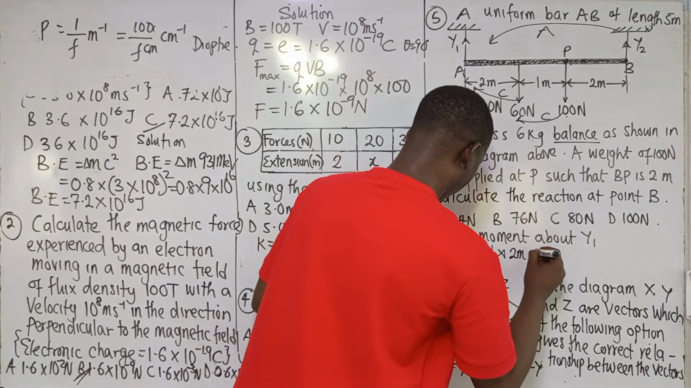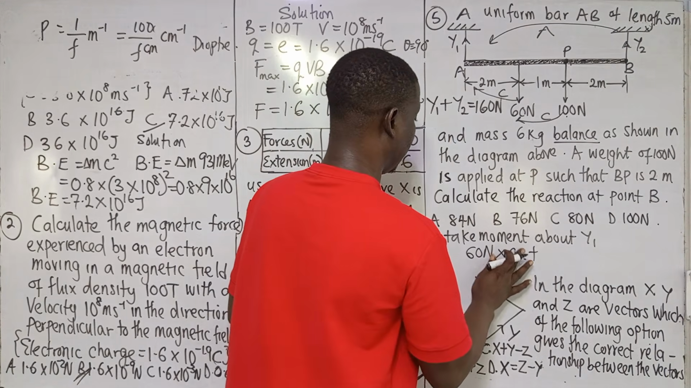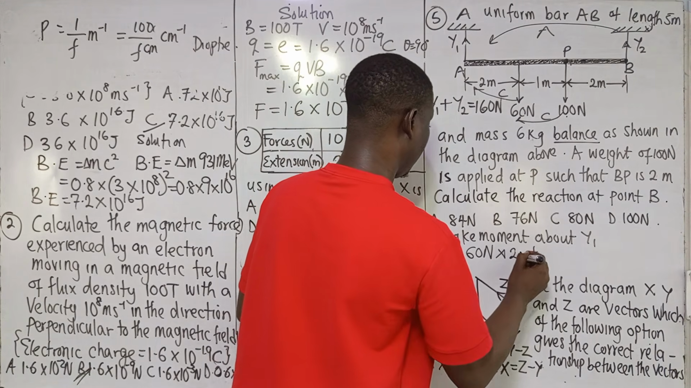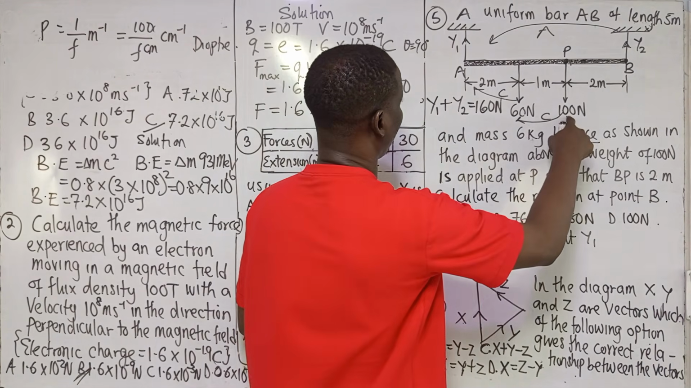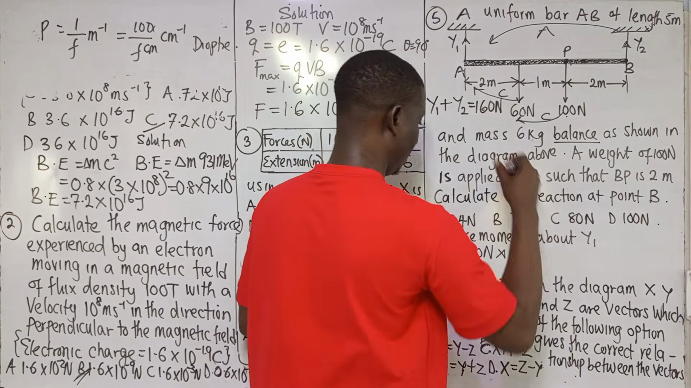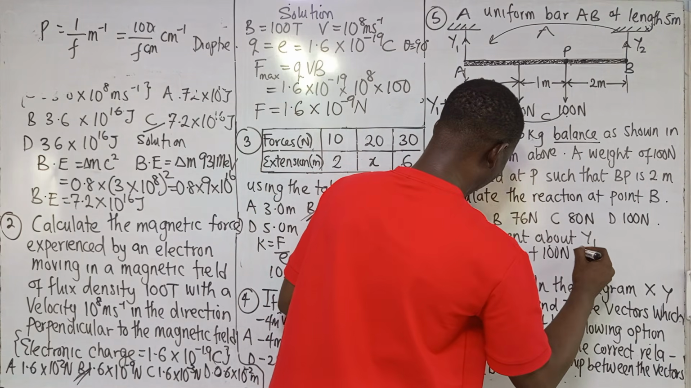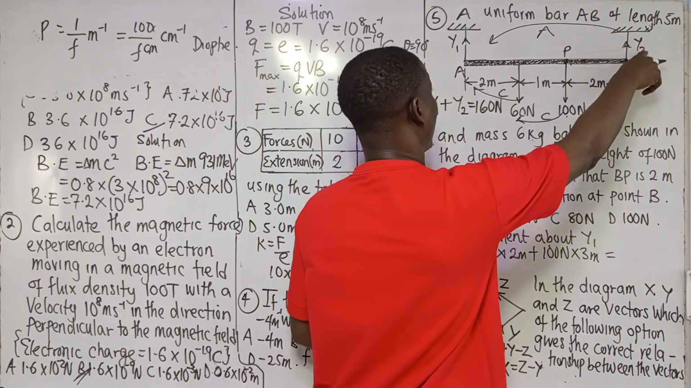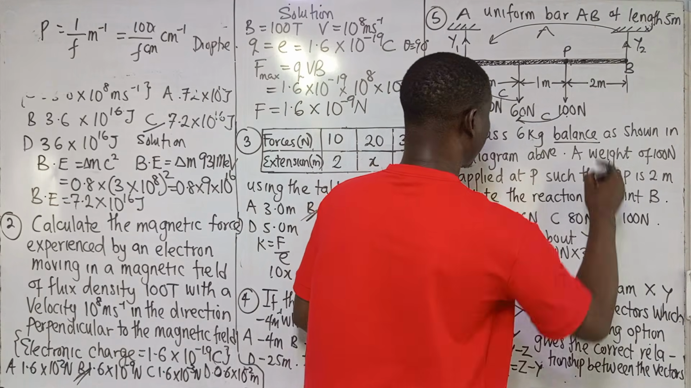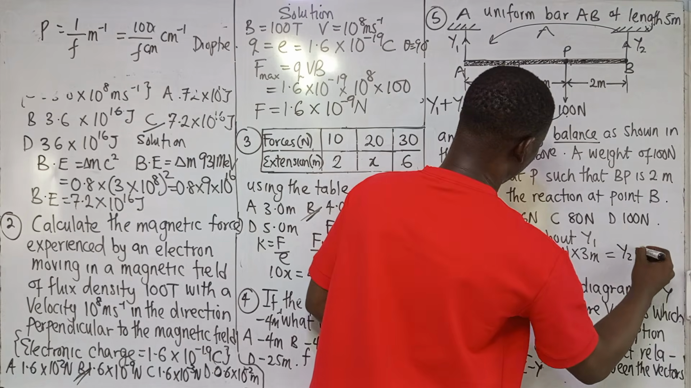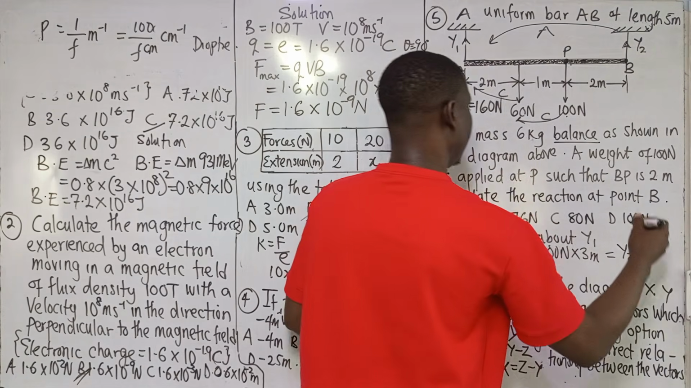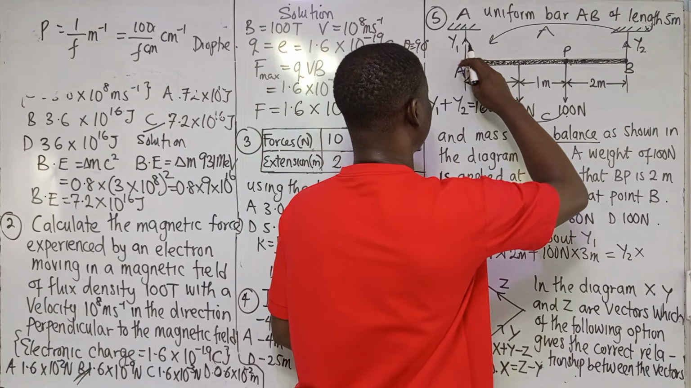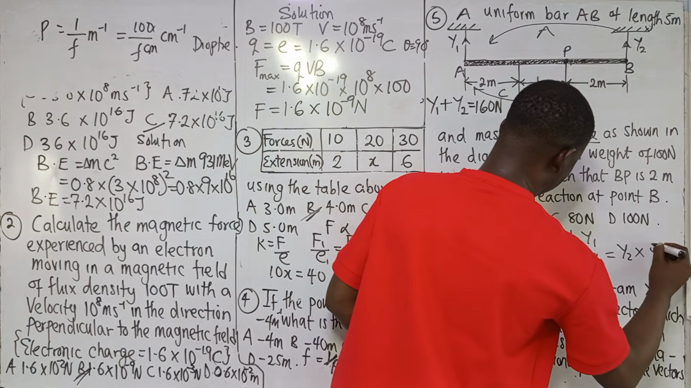2 meter. Plus what is our other force? Clockwise is 100 Newton times 3 meter. The only anti-clockwise we have is Y2, which we are looking for. The action at this one is Y2 times what is our distance? From here to this place, because anti-clockwise, is 5 meter.